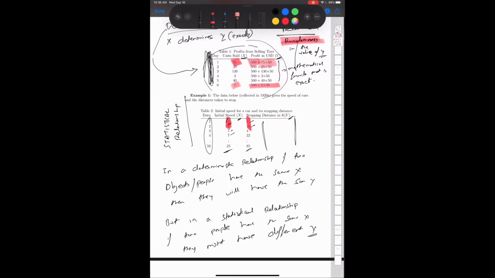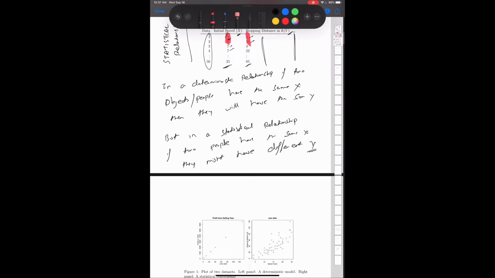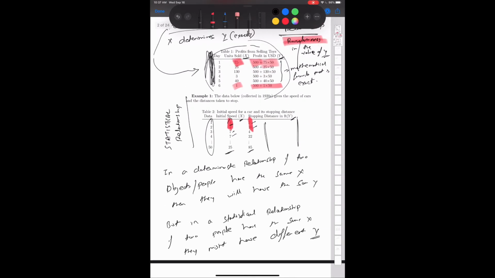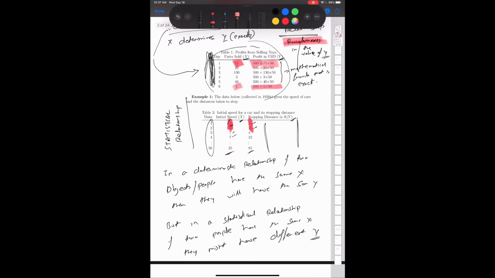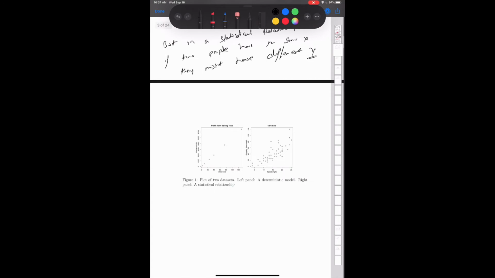So let's try to plot these two data sets. As I said in the earlier classes, if you want to analyze the data, the first step is to plot them. So let's try to plot the data in table 1 and table 2. So this is the plot for table 1 and this is the plot for table 2.